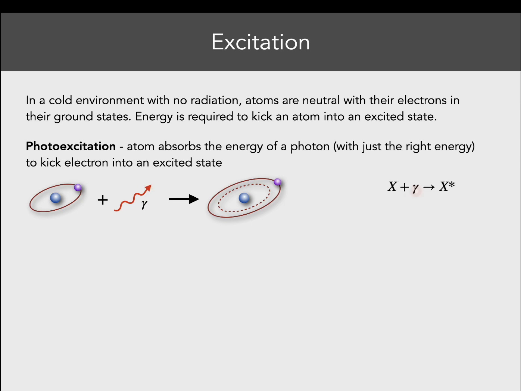We can express this reaction using this simple equation. X will represent some atom in the ground state. Gamma is the passing photon. And when the photon and the atom come together, the atom is raised to an excited state, and that's designated by the asterisk. So X star means that the atom is in an excited state. Energetically, what's going on is very simple. It's just that the energy of the photon, h nu, is equal to the difference in energy levels in the atom, delta E.